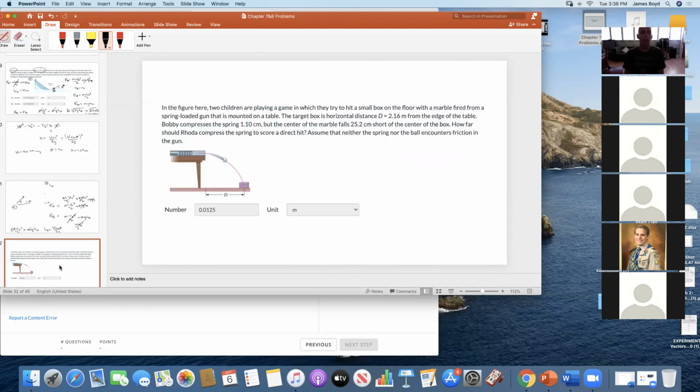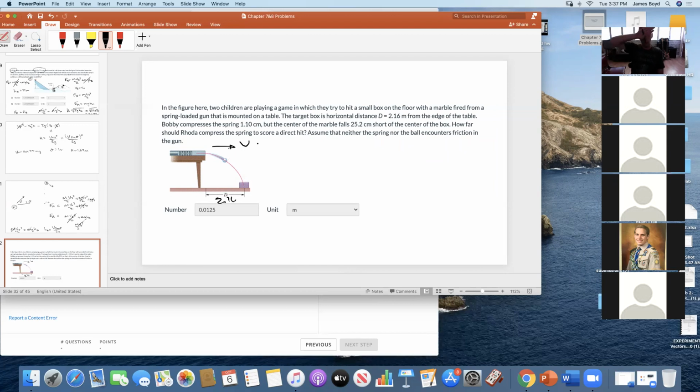All right, so here we're going to do the opposite one, where now it's going to shoot off from a spring, hit the ground. We know the target box is 2.16 meters away. Okay, and we know how far they compress the spring, and we know that V is going to launch only that way. Center of the marble falls short. So how far should they compress the spring to get a direct hit?